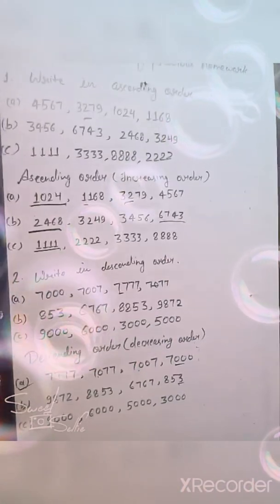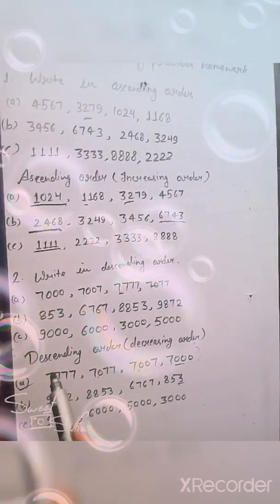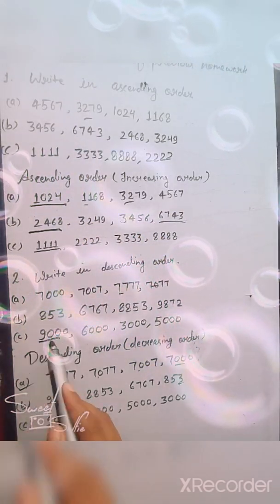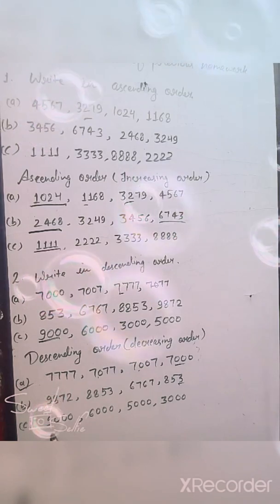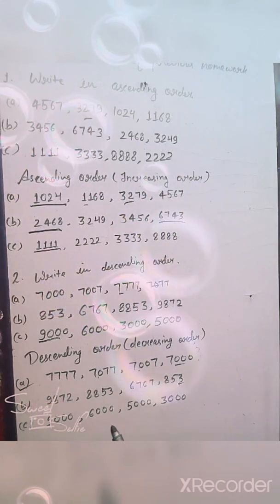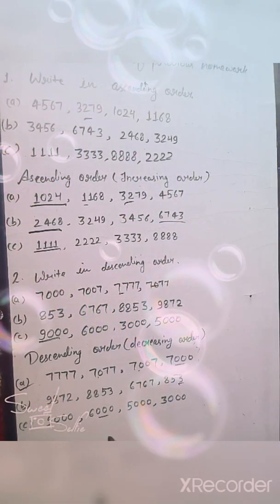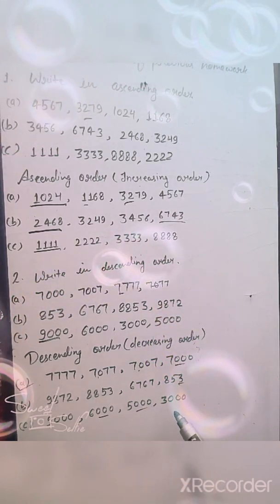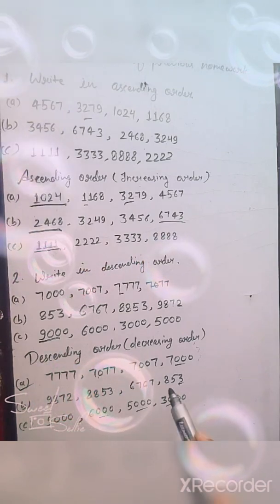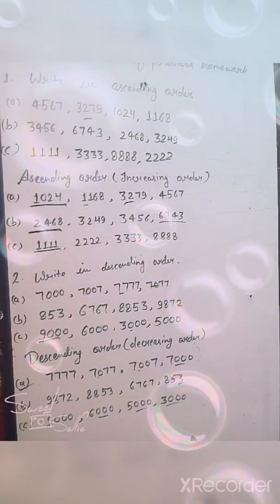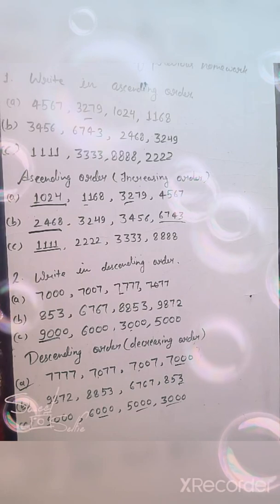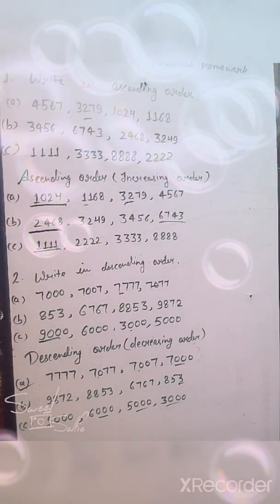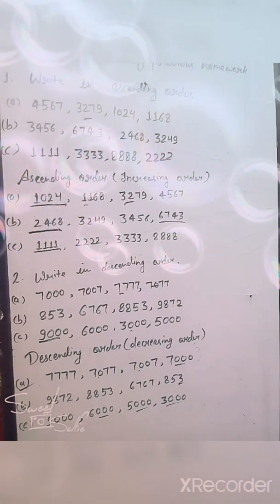Look at C. In C, 9000 is the greatest number among these numbers. So we will write it first: 9000, next 6000, next 5000, and next 3000. 3000 is the smallest number, so we will write it last. So this is the solution of your previous homework.